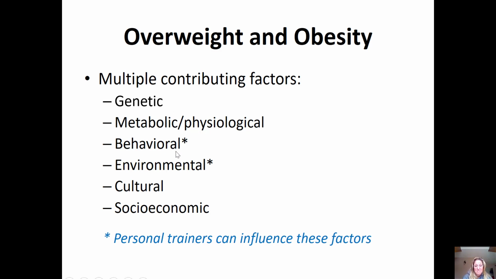Maybe it's behavioral. It's a behavioral thing, right? The choices, the things that they're doing on a day-to-day basis, they're not exercising. So that's leading them to burn fewer calories every day. Maybe it's environmental, the environment that they're in. Maybe they don't have access to a facility to exercise, or maybe that environment just is not conducive to healthy eating or exercise.